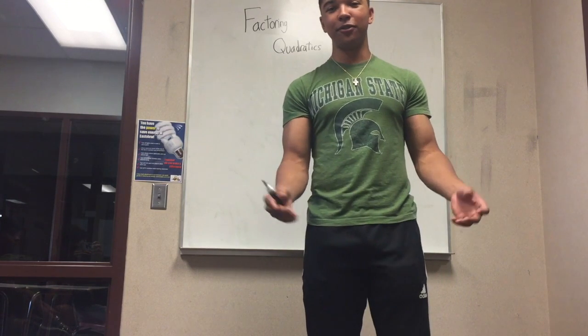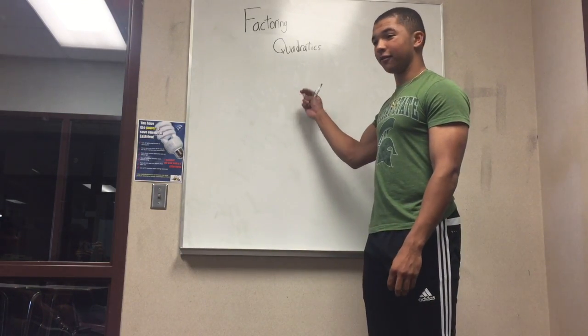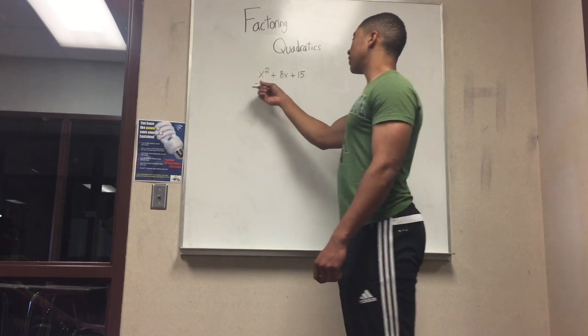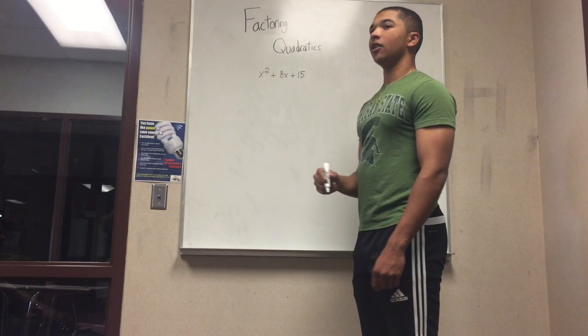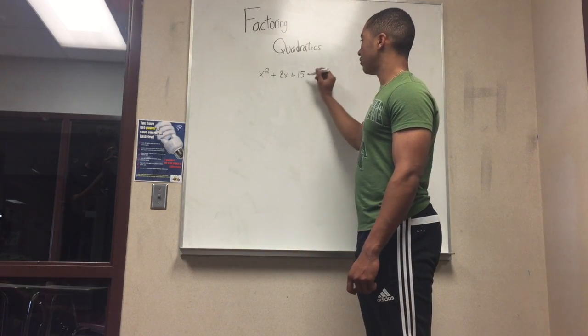So the first thing we're going to teach you how to do is how to factor quadratic equations. But first, we need an equation. Okay, so we're going to begin with this equation: x squared plus 8x plus 15. What you need to do is find two numbers that multiply to 15 and add up to 8.